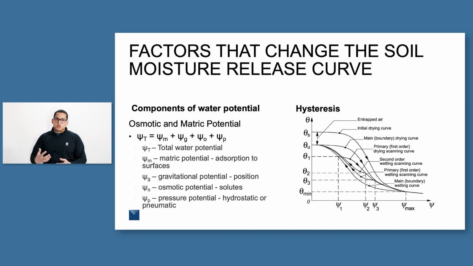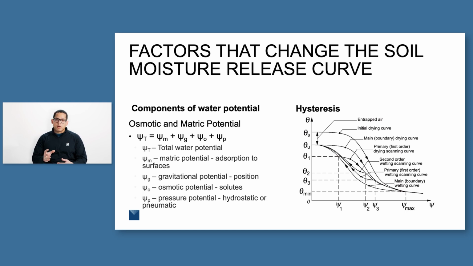And then the pressure potential, which we normally only see in saturated conditions. It's the hydrostatic or pneumatic pressure from the head of the column of water above it. Primarily, we focus on matric potential because it is the main governing factor in most conditions. In some cases, we do have to worry about osmotic potential in really saline environments, but typically that can be negligible. Another key part to understand about moisture release curves is hysteresis.